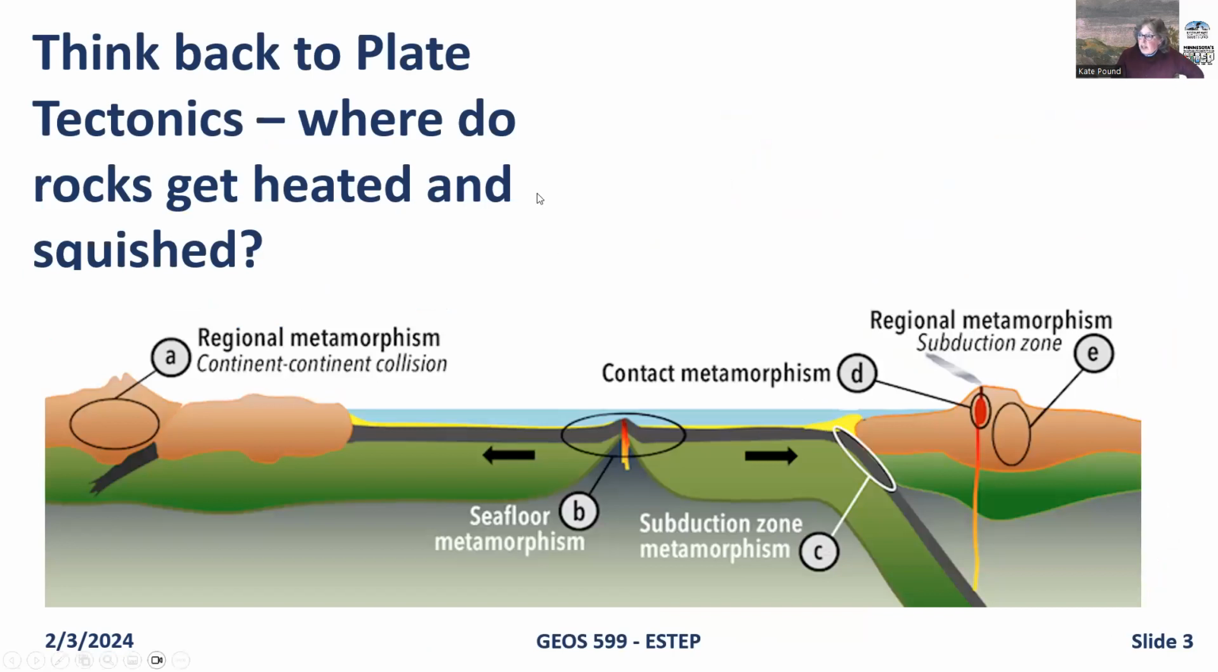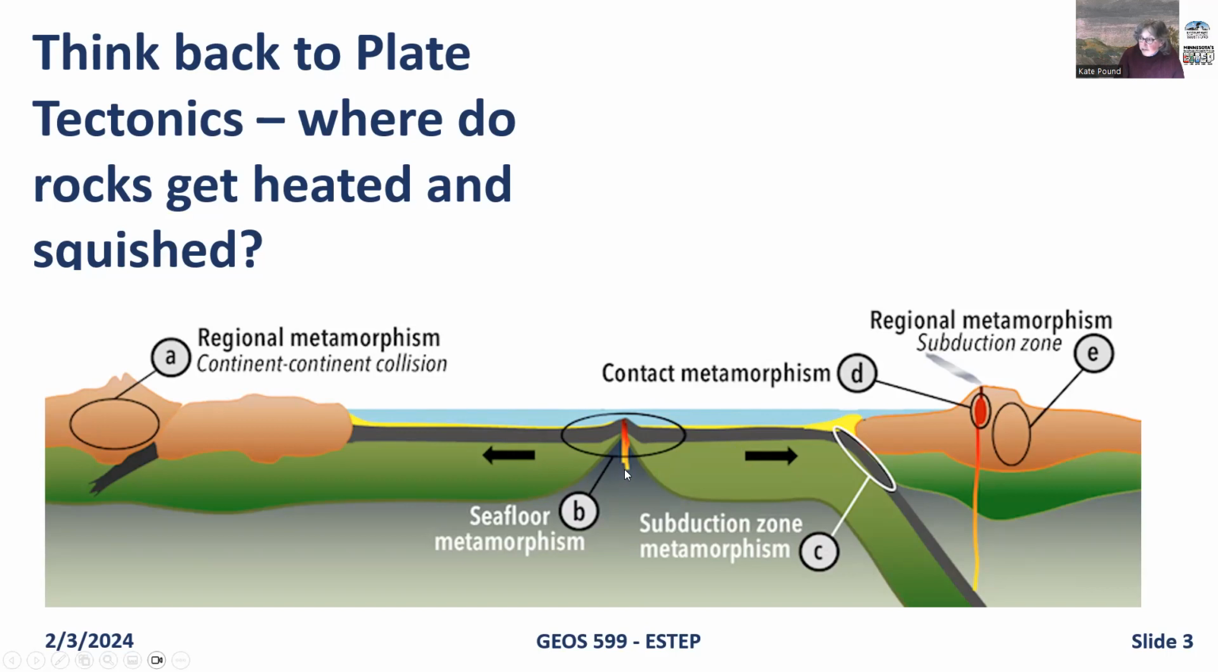Now I want you to just think back to plate tectonics and think about where rocks get heated and squished. So in this diagram down here, it's trying to capture the essential plate boundaries. So right in here, we've got a divergent plate boundary. Remember, this is a cross section, a vertical slice through the lithosphere, or the crust up here. So here we have a divergent plate boundary. You can see the arrows pointing away from it. New seafloor is made right here.